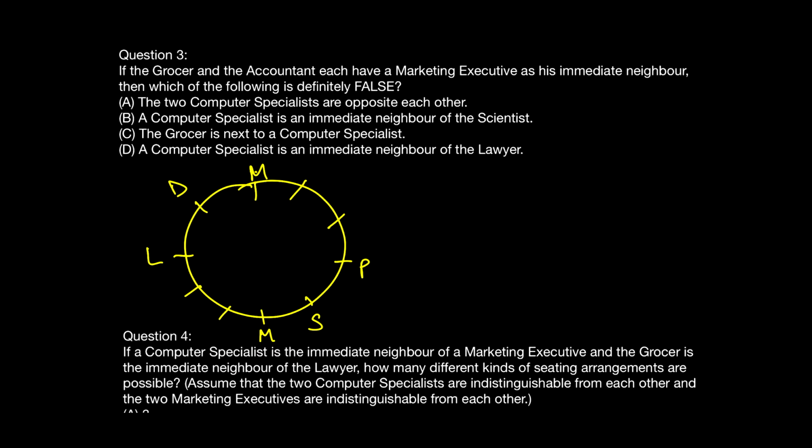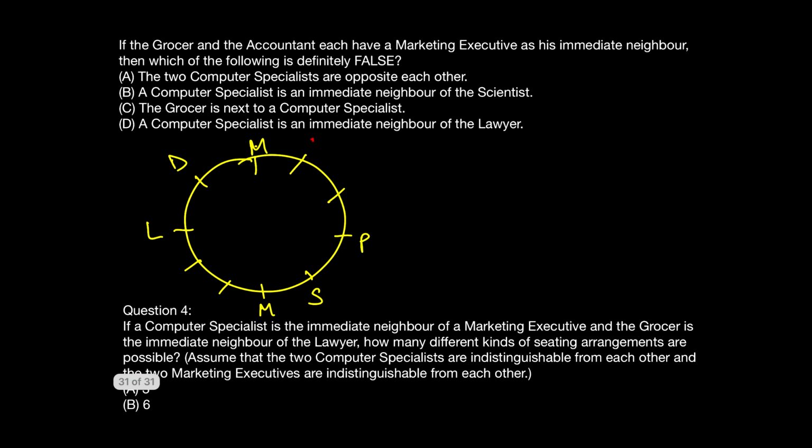If the grocer and the accountant each have a marketing executive as his neighbor, then which of the following is definitely false? So for now I can assume, or I can just take this to be the grocer and this to be the other person, that is accountant. So what are the remaining two places? C and C. Now this diagram is complete, so just have a look over it. The two computer specialists are opposite to each other. Is it true? Let's see. Now it is definitely false? It is true, so we will not take this answer at all. We'll go to the next option.